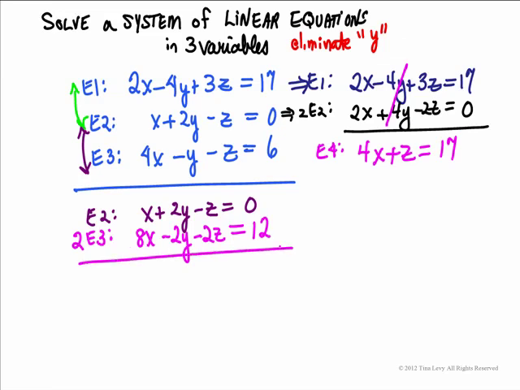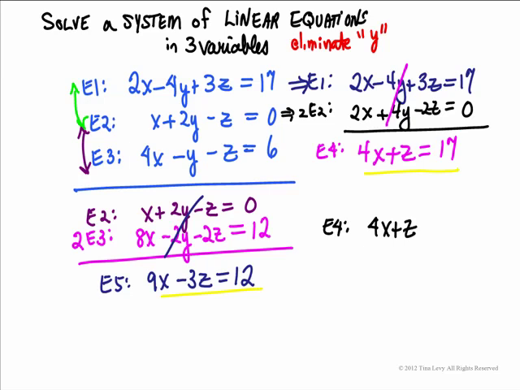I now have created equation 5. Using the elimination, my new equation 5, because I've eliminated the y's, is 9x, negative z and negative 2z is negative 3z equals 0, and 12 is 12. We now have changed this to 2 equations with 2 variables, and we're now ready to eliminate one of those variables. Putting those 2 equations, equation 4 is 4x plus z is 17. Equation 5 is 9x minus 3z is 12.